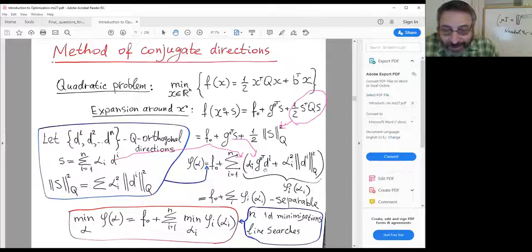So every term just depends on its own. I am also a bit tired towards the end of the day. This term depends only on its own alpha, and that's all. Yes? Not the same alpha, this and this? The same alpha, yes. Same alpha. So we call it phi I of alpha I. So this is this expression.